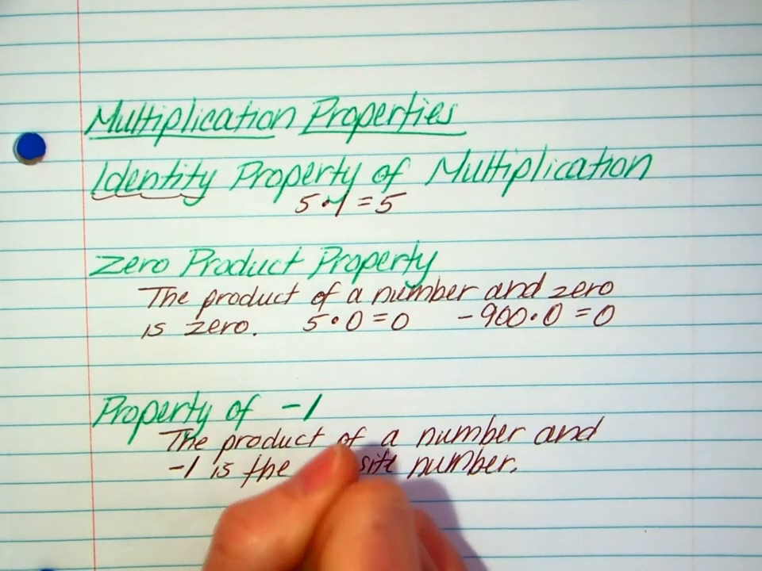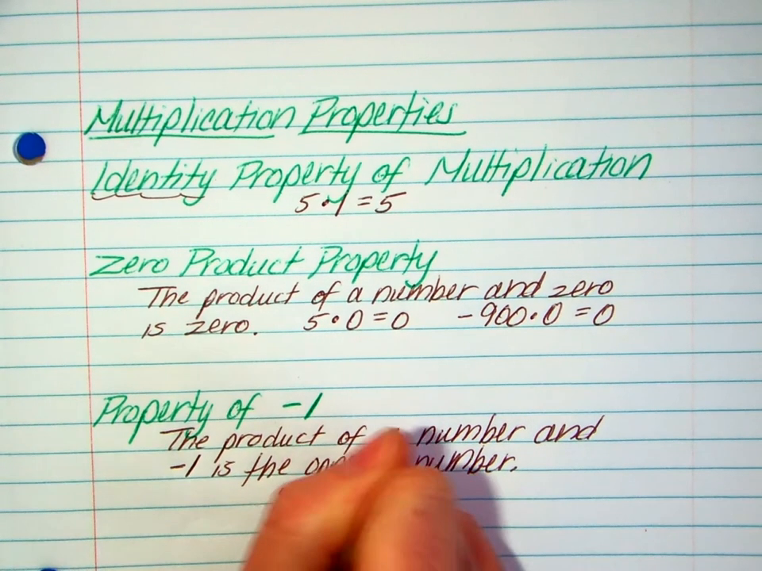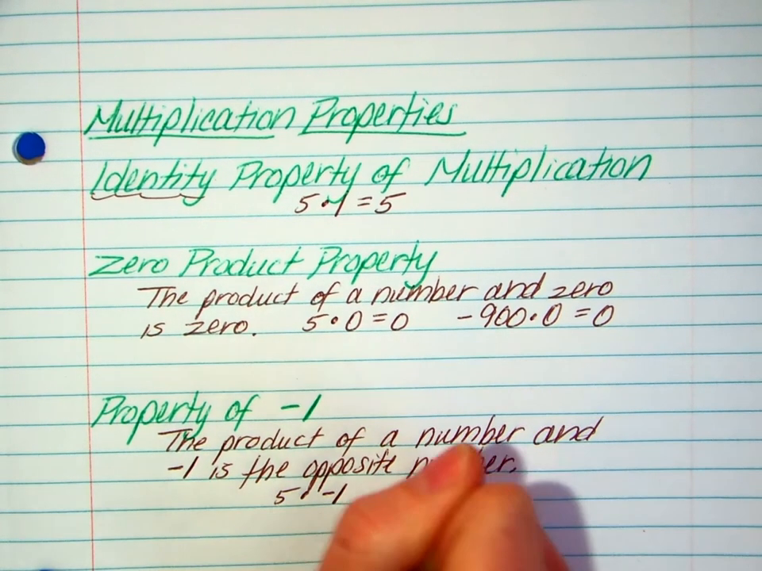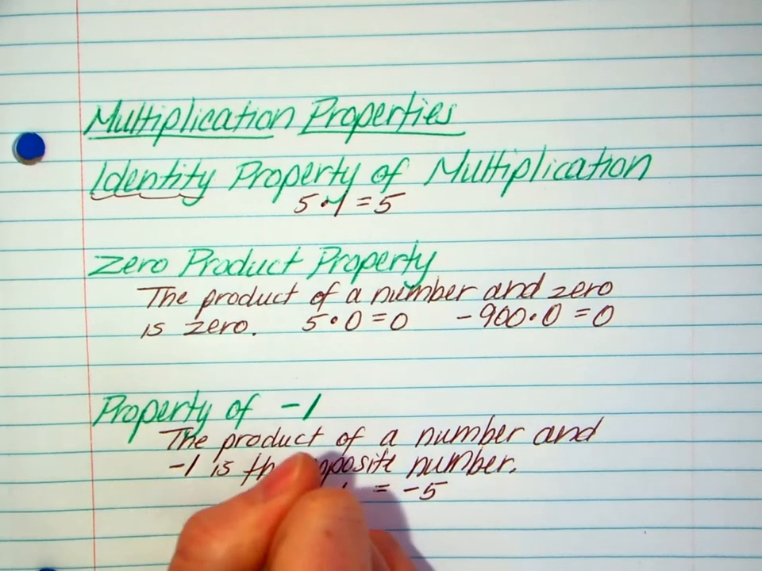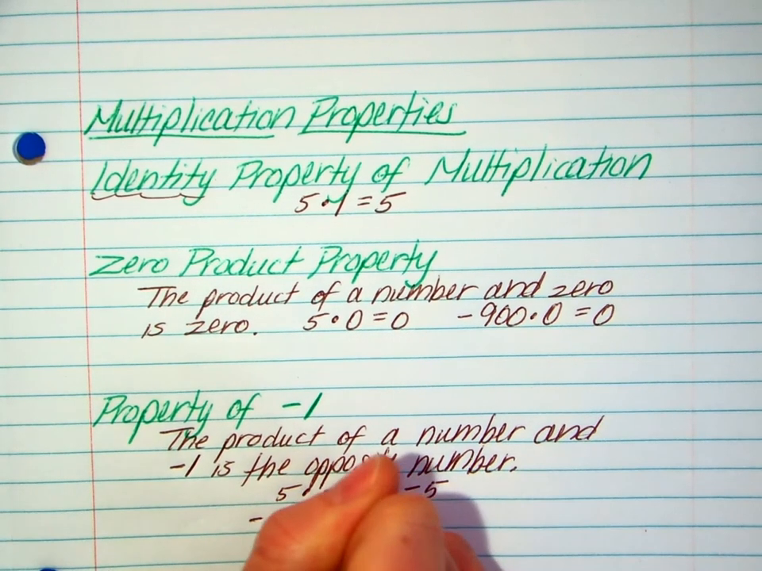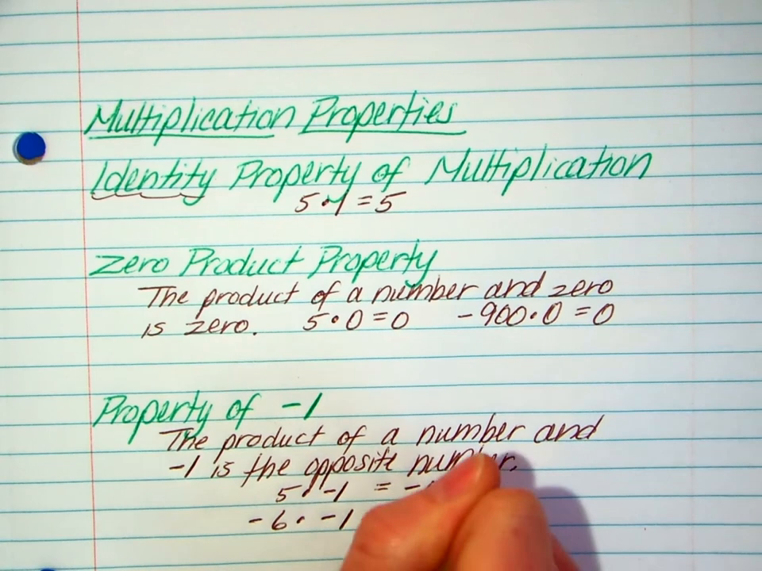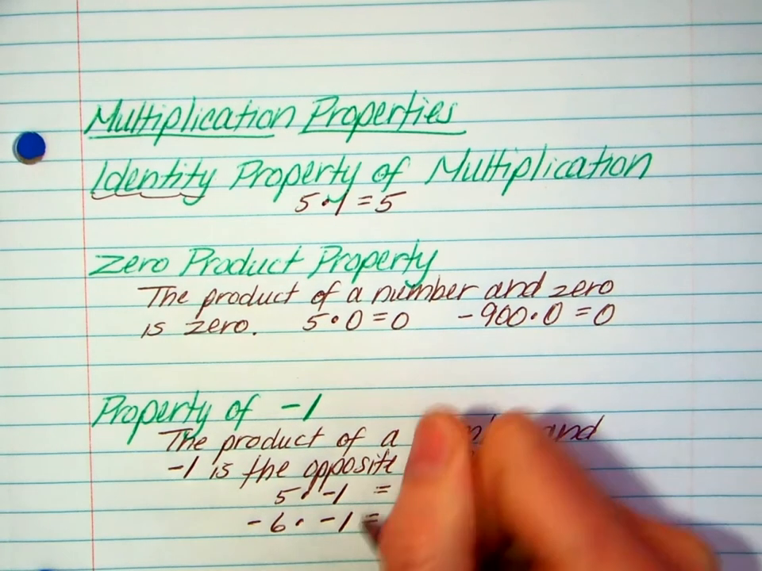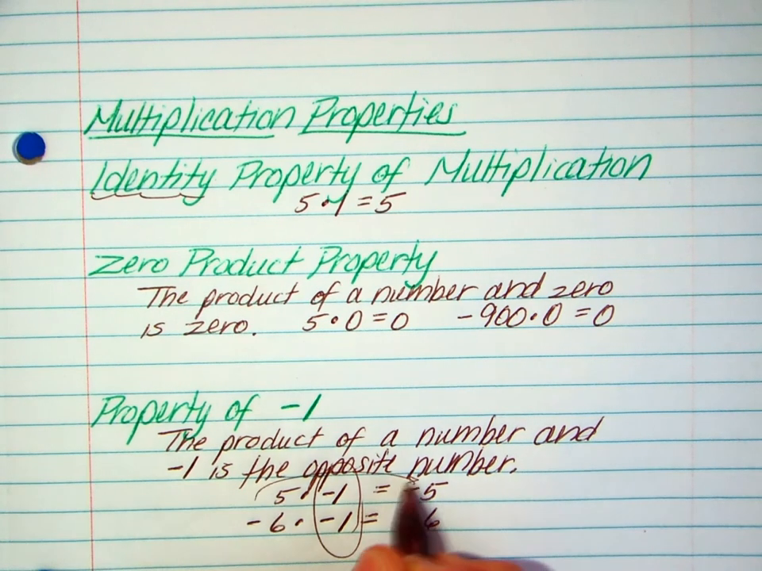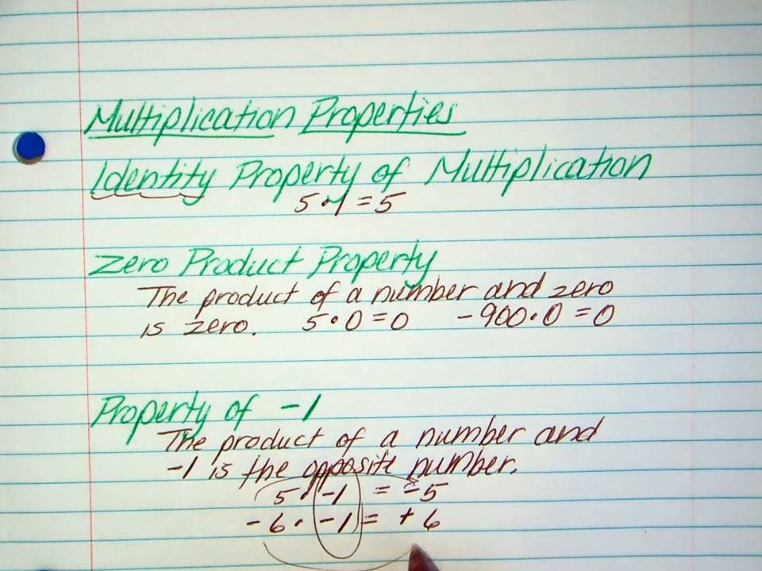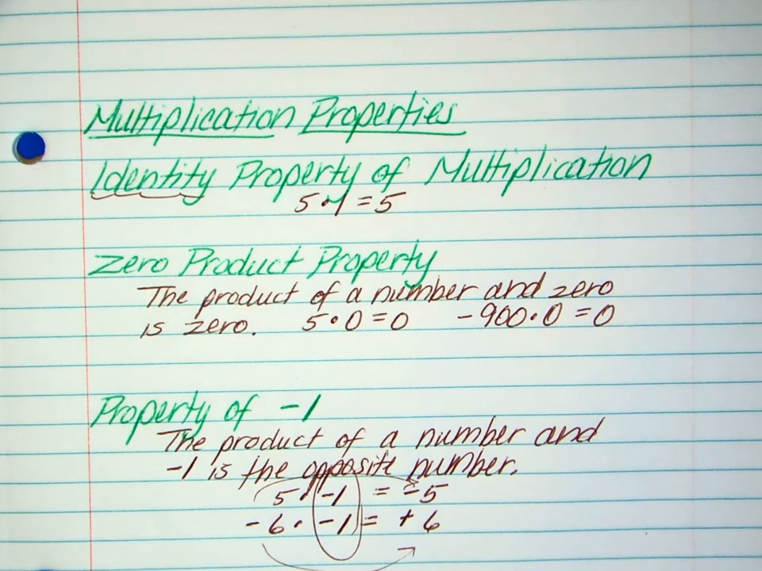Examples of that include, if we said 5 times -1, I would now be -5. If I'm -6 times -1, now I am +6. -1 multiplying by -1 turns it to its opposite. So 5 became -5, -6 became +6.